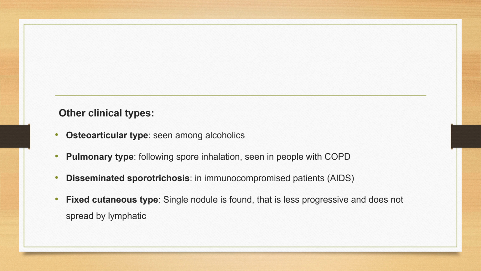So you have to write sporotrichosis in it. The other clinical types of this disease are the osteoarticular type, which is seen among alcoholics, and the pulmonary type, which is seen after the inhalation of the spores, specifically in chronic obstructive pulmonary disease patients. Disseminated means the patient is immunocompromised, and it is seen in AIDS patients. And there is a fixed cutaneous type, where a single nodule is formed, that is less progressive, and there is no lymphatic involvement.